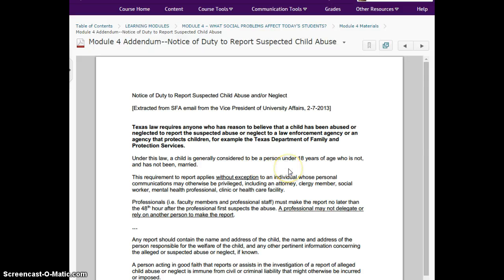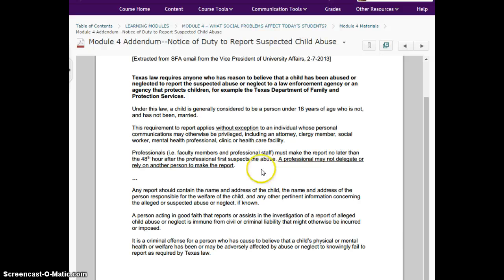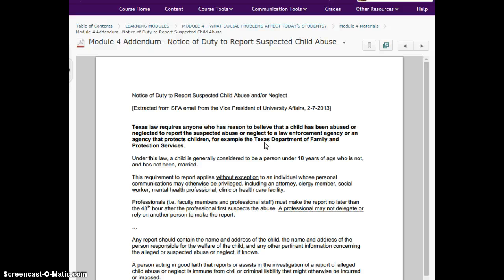Failure to report child abuse, if it comes back that you possibly were aware of it and did not report it, is an ethical issue in education and in the teaching profession, and we'll see that when we get to the module about ethics and law issues in teaching. So be sure that you pay particular attention to this aspect of reporting any suspected child abuse.